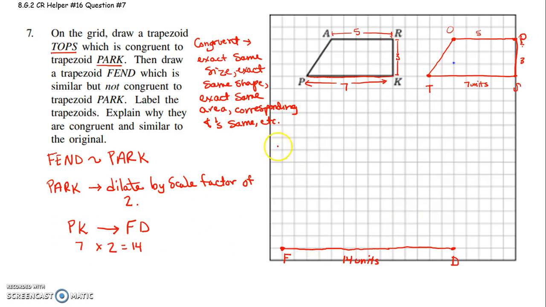Then I'm going to look from K to R. We know KR was 3 units long. So now I'm going to take 3 times 2, which comes to 6. KR will correspond to DN, so DN has to be 6 units. From D, I have to go up 1, 2, 3, 4, 5, 6 units. I'll call that N.